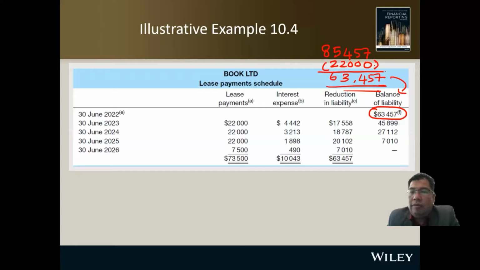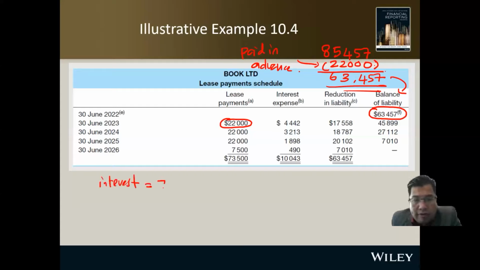It is 63,457 because this 22,000 is paid in advance. On 30th June 2023, you make a payment of 22,000. The standard says that we need to distinguish between the interest component and the reduction of liability component. So how do we determine the interest component? The interest component is equal to 7% multiplied by 63,457.